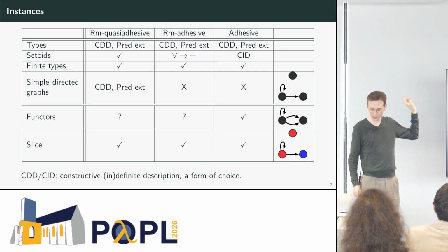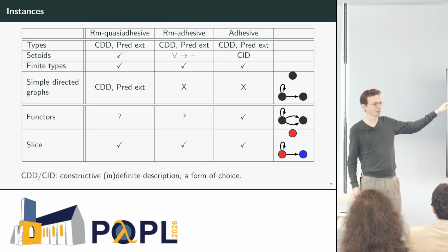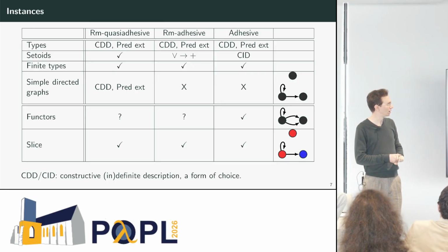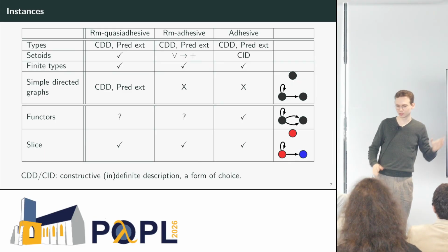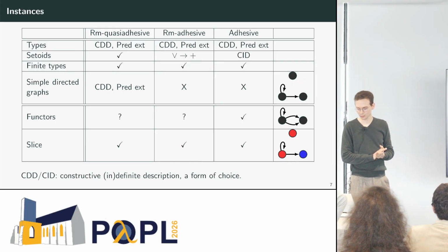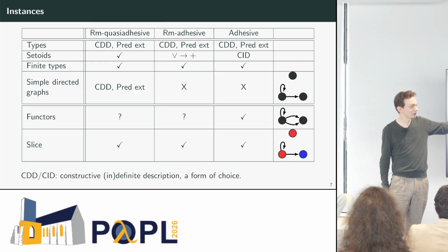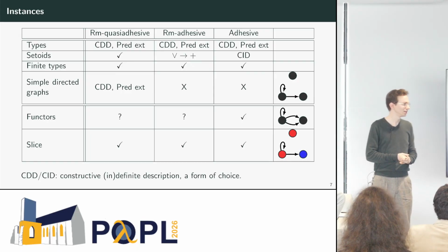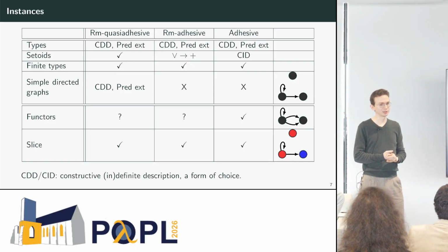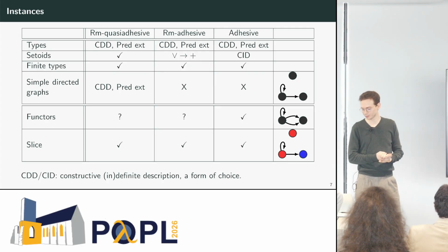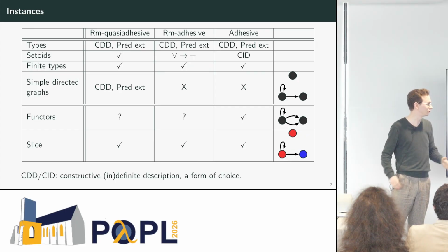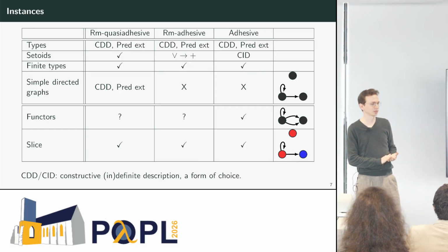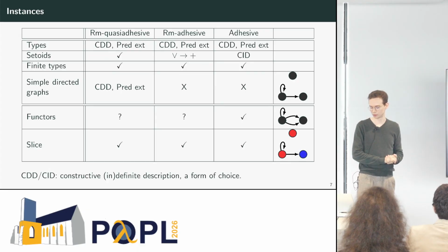Setoids, which are sets and functions that respect the equivalence relation, are more interesting because they are RM quasi-adhesive without any axiom. If we want them to be RM adhesive, we have to add the axiom that we can lift this disjunction to sum. And finally, if we want them to be adhesive, this time we have to use a constructive indefinite description, which is a stronger form of choice.